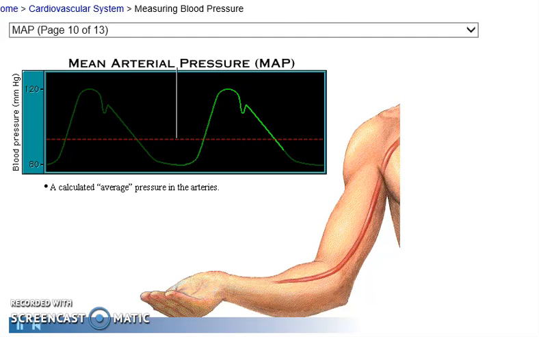MAP is a calculated average pressure in the arteries. Mean arterial pressure equals the diastolic pressure plus 1/3 of the pulse pressure. Mean arterial pressure is not simply calculated as the average of systolic pressure and diastolic pressure because diastole lasts longer than systole. And so the mean arterial pressure is closer to the diastolic pressure than it is to the systolic pressure. The mean arterial pressure is the force that propels the blood to the tissues throughout the cardiac cycle.